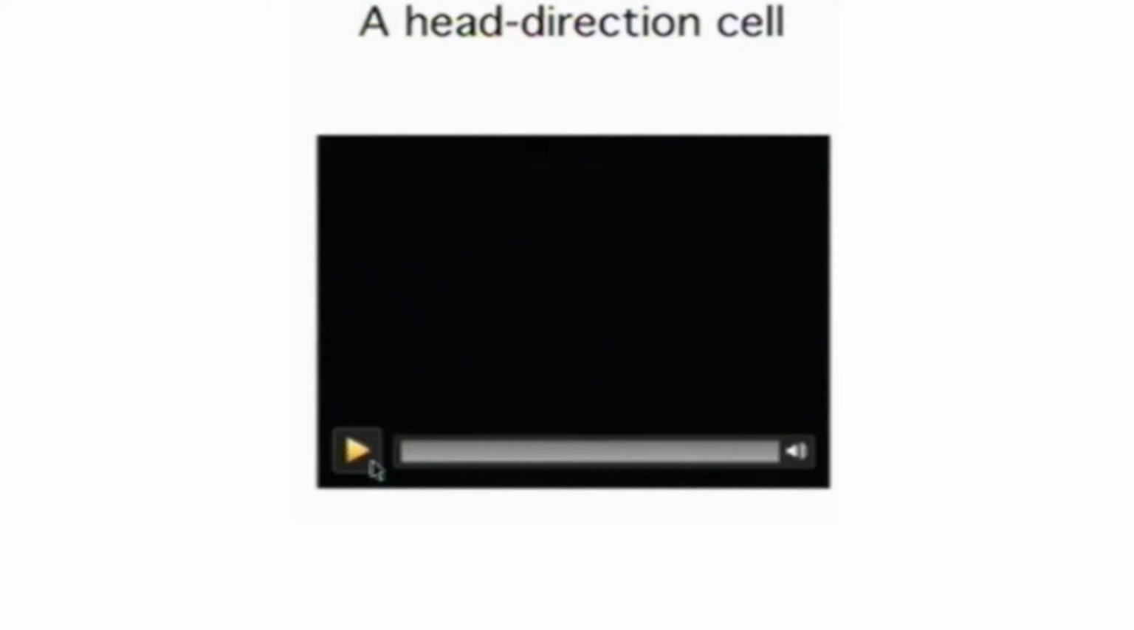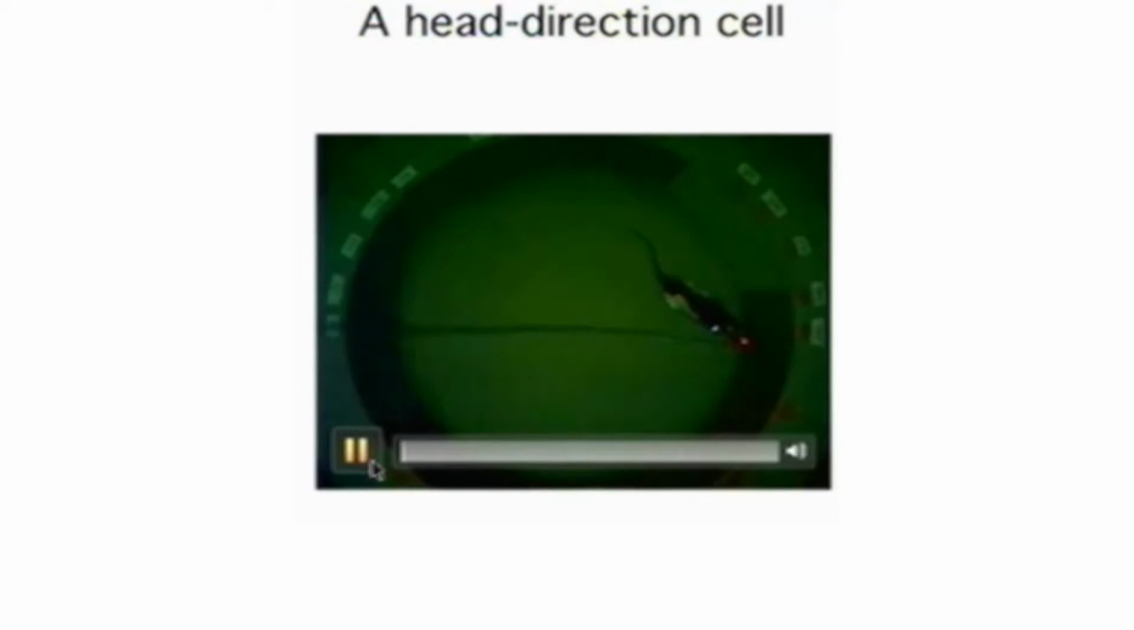I figured, this symposium has in the title sense of direction and head direction cells, but we haven't really seen a movie of a head direction cell, as Jim liked to present them. So here is a head direction cell, if you can hear.